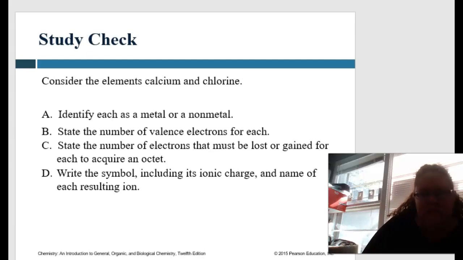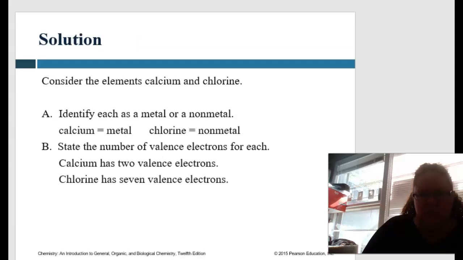So considering the elements of calcium and chlorine, identify each as either a metal or a nonmetal. State the number of valence electrons for each. State the number of electrons that must be lost or gained for each to acquire an octet, or that happy full orbital. And then write the symbol, including the ionic charge, and name of each resulting ion. So pause me.